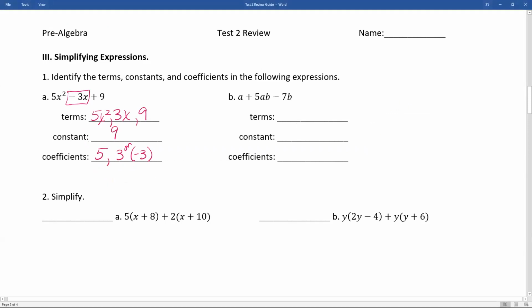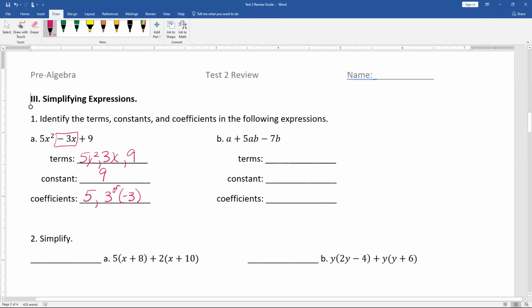Okay, there it's gone. All right, what are my terms? A. 5AB. And we're going to take the sign with it.